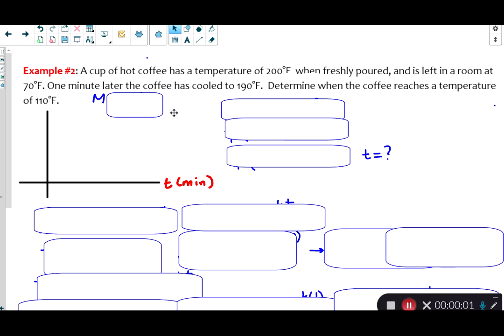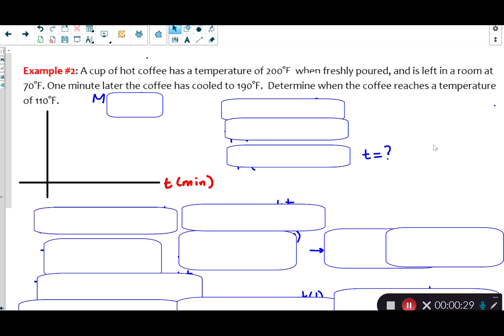All right, so here's our next example on Newton's law of cooling. This is your standard cup of coffee example, where we have a hot cup of coffee at a temperature of 200 degrees Fahrenheit, and it's left in a room at 70 degrees. 1 minute later, we find that the coffee has cooled off to 190 degrees. So determine when the coffee will reach a temperature of 110 degrees.